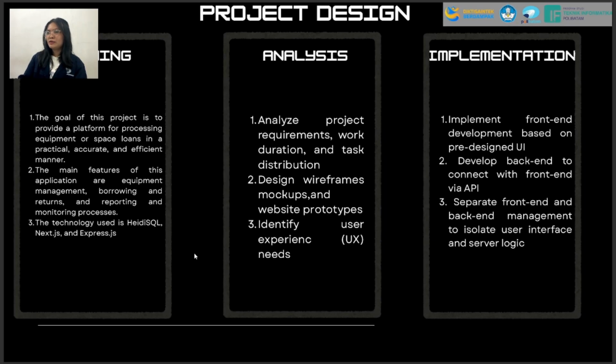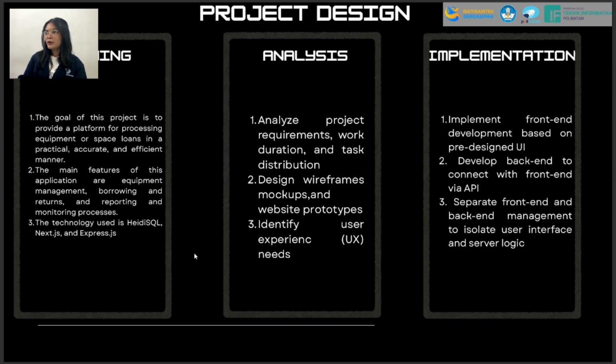Project design. Planning. Number 1. The goal of this project is to provide a platform for processing equipment or space loans in a practical, accurate, and efficient manner. Number 2. The main features of this application are equipment management, borrowing and returns, and reporting and monitoring process. Number 3. The technology used is HeidiSQL, Next.js, and Express.js.